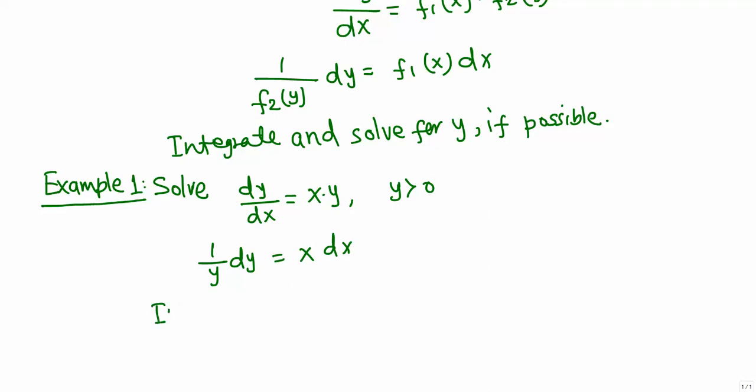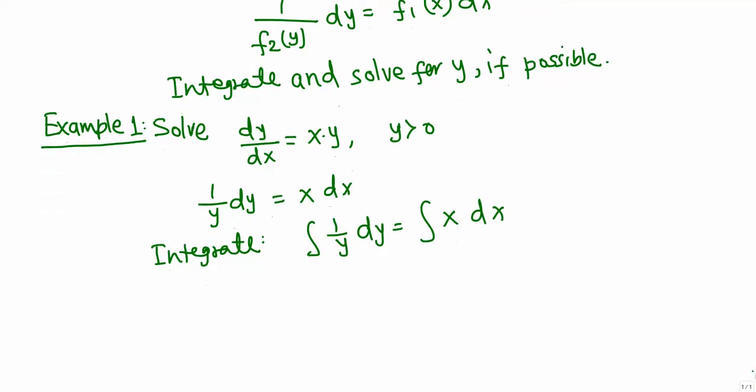Now integrate, so we get 1 over y dy on the left hand side and x dx on the right hand side. The antiderivative of 1 over y is natural log of absolute y, but y is positive, so we don't need the absolute value, and that is equal to the antiderivative of x, which is half x squared, plus the constant of integration c.